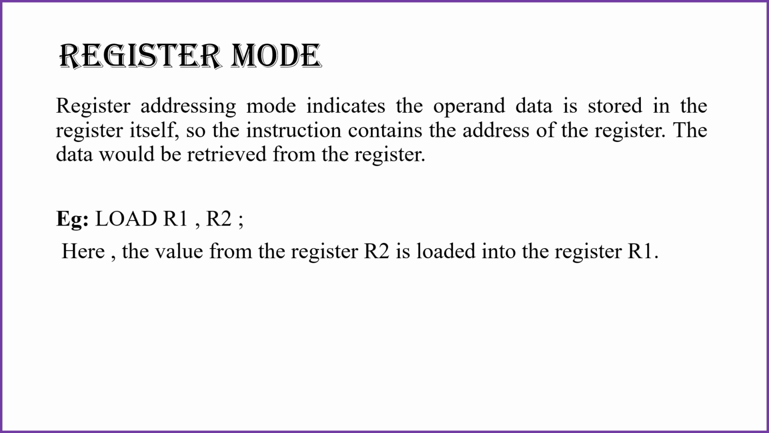Next we have the register addressing mode. In register addressing mode, the operand is stored in a CPU register, and the instruction directly refers to the register instead of the memory, which makes the execution faster because the CPU doesn't have to access the memory. The example instruction given here is load R1, R2. Here, the value already exists in the register R2, and the CPU will move the value from R2 to the register R1 without accessing the memory, which makes the execution faster.